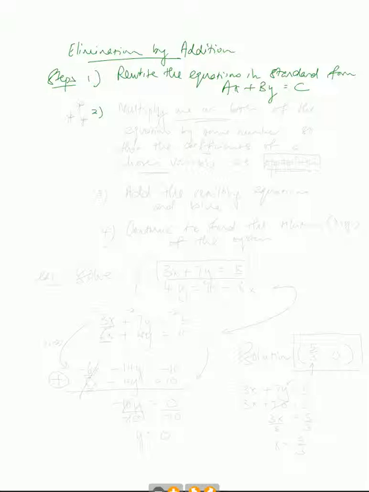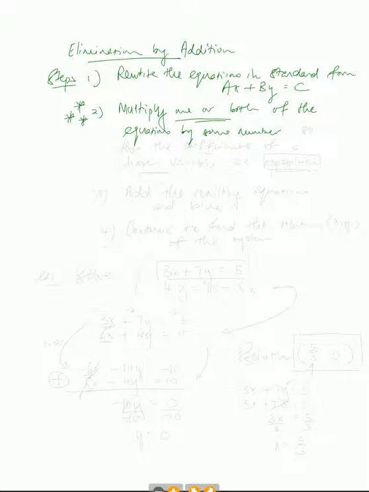And the next thing you want to do is to do this. This is the crucial step. Okay, that's the step you must understand. You are going to multiply one or both of the equations by some number. So what number you use depends on which variable you're trying to get rid of.